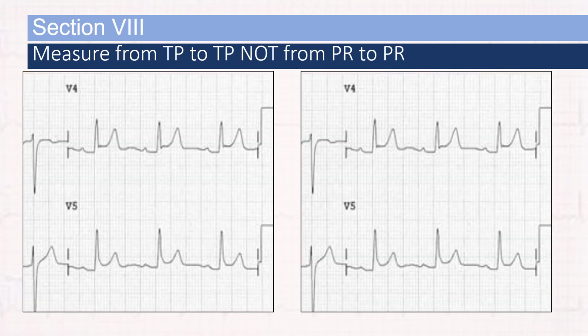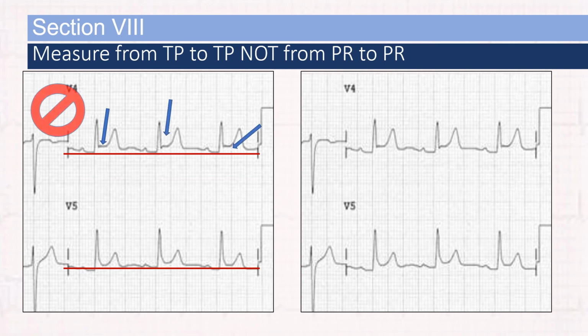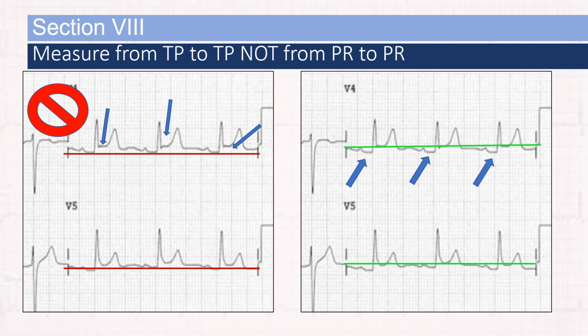It is imperative that you create your reference line measuring from your TP segment of one complex to that of the next and the next. Do not use the PR segments as a basis to create your line. If you do so, you may erroneously feel that the ST segment is elevated, and this may affect your treatment options and even your transplant decisions. If you measure this appropriately, you would see that the PR segment is actually depressed.